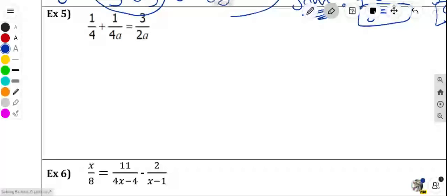Okay, next, number 5. So for number 5, we have two fractions on the left, and so we have to make those the same. We need the common denominator. Common denominator here is going to be 4a.